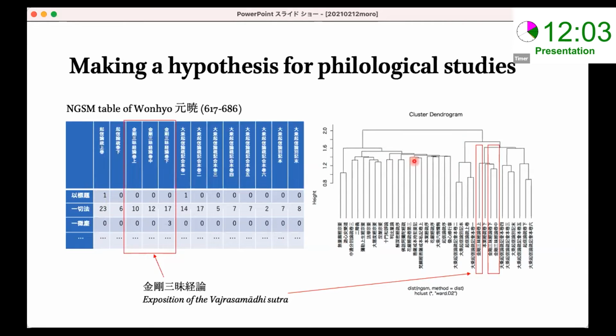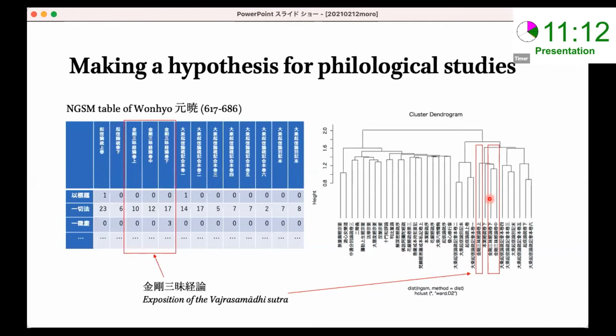As a result, I found that Wonyo's text can be divided into 2 major clusters. Compared with Natsuka Sensei's visualization, this is a very simple visualization. And this made it possible to confirm that Kongo Zanmai Kyoron, exposition of the Vajra Samadhi Sutra, which has traditionally been suspected to be the major work of Wonyo, falls into the cluster on the right. This could mean the exposition of the Vajra Samadhi Sutra might be somewhat questionable as a major work of Wonyo.